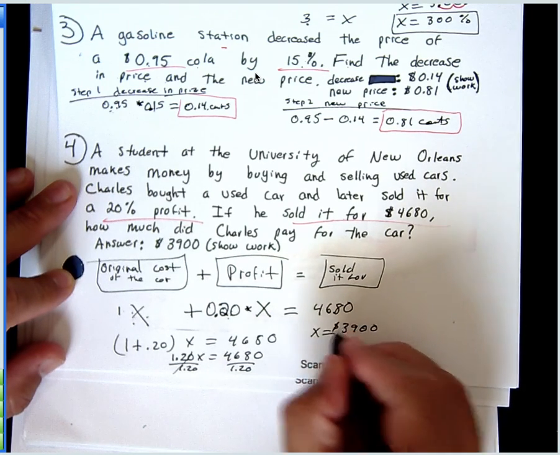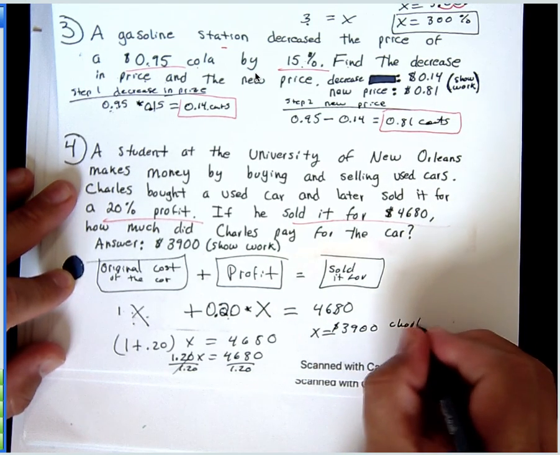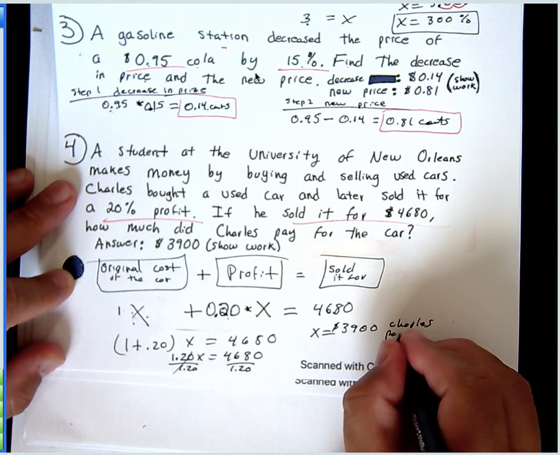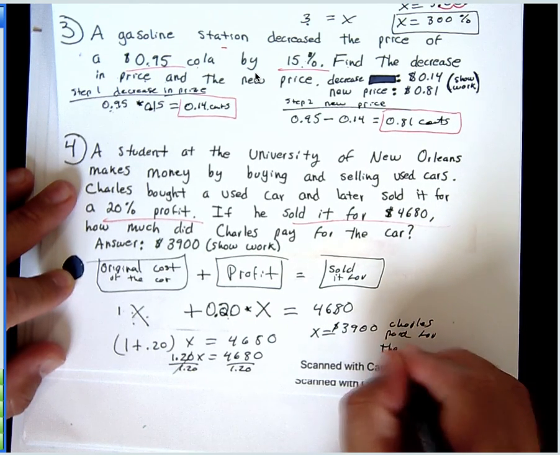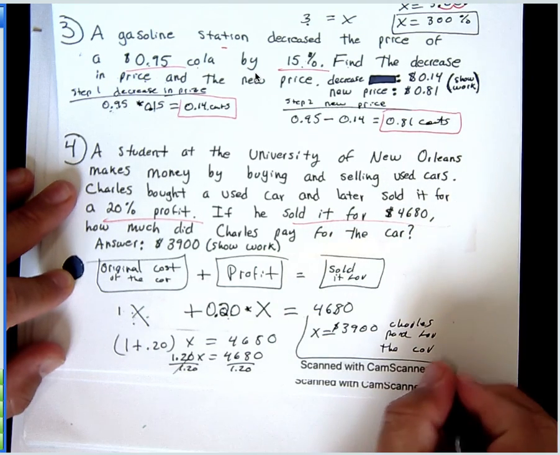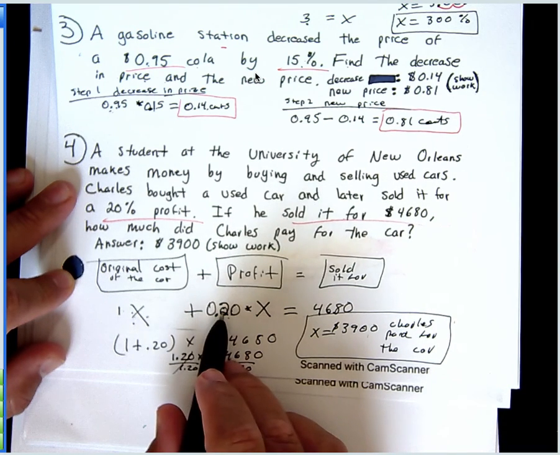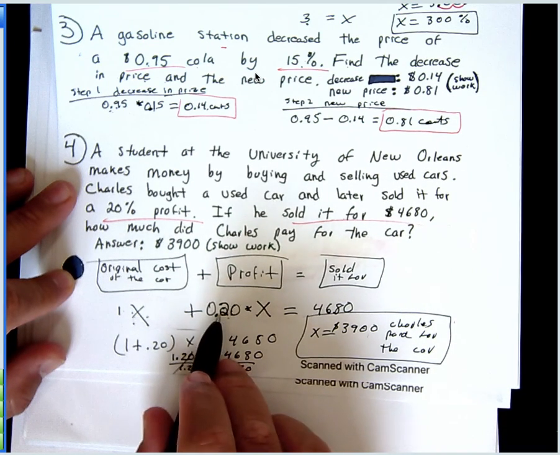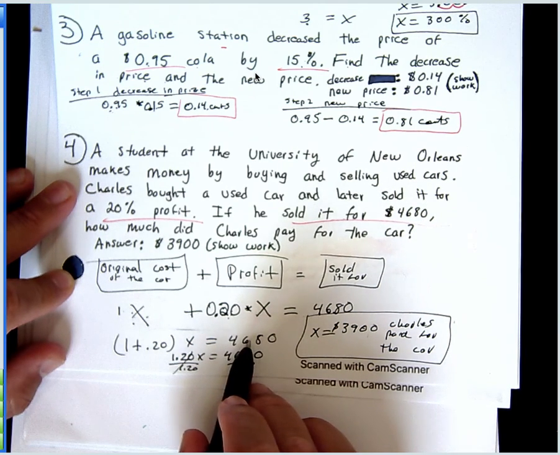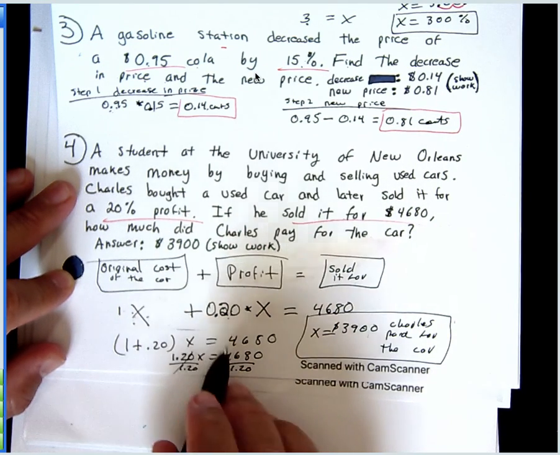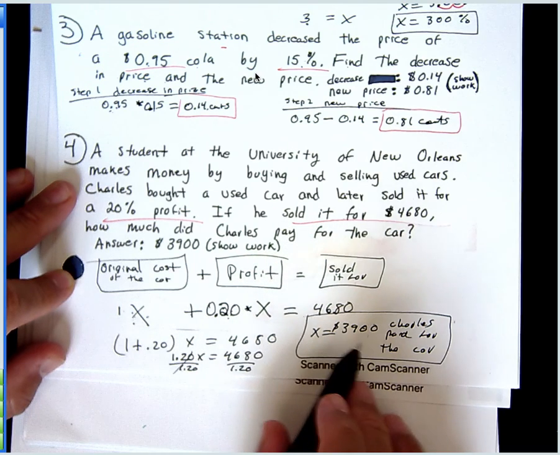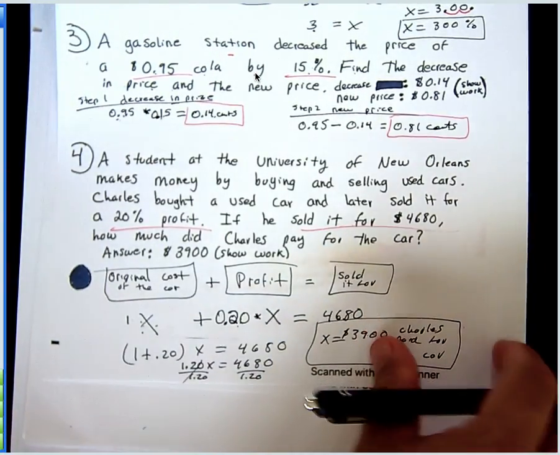3,900. That's how much Charles paid for the car. So Charles paid this, and then plus the profit, the 20% of that gave you that. So it makes sense. That's how much the car cost, and that's how much he sold it for. And then if you want to know the profit, you would have to subtract that and minus that, but we don't need that for this question. Okay, the last one.